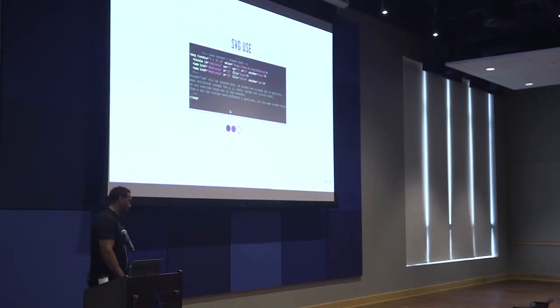SVG use. This is super cool. If I define an SVG somewhere, I can reuse it elsewhere, again, without any more code or having the browser interpret any more code. It's going to load this, clone this element, and load it in the shadow DOM. So in this example, we defined one circle and then we reused it twice, but we gave it different styles. Really powerful as well.